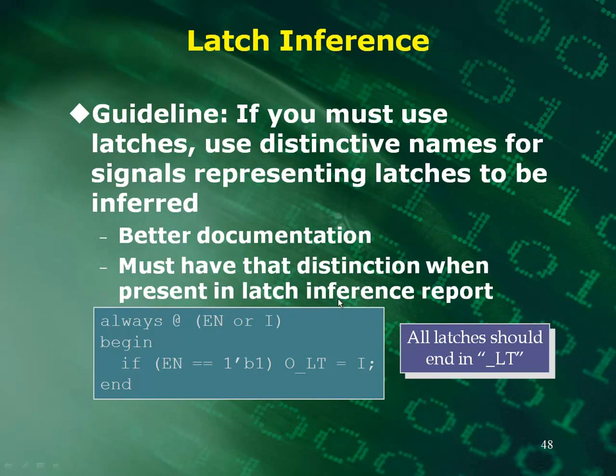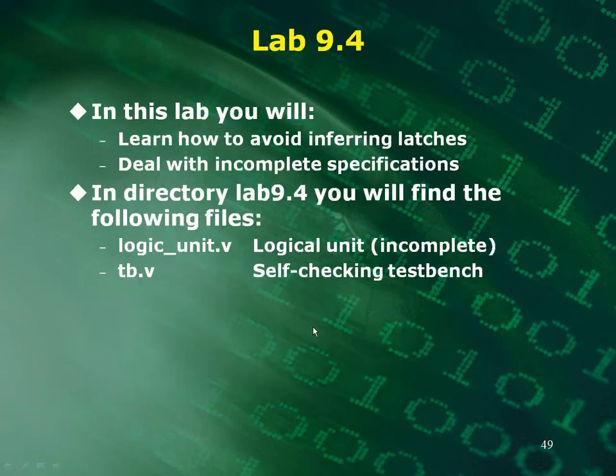If you must use latches, you might want to use a distinctive name for the signals that represent the latches, such as maybe you want to put an underscore LT. So that's just a little reminder that, yeah, I really did want to infer a latch here. Okay, so it might help you in your documentation or if somebody else is coming along and reading it. So in Lab 9.4, you're going to learn how to avoid inferring latches and deal with incomplete specifications.